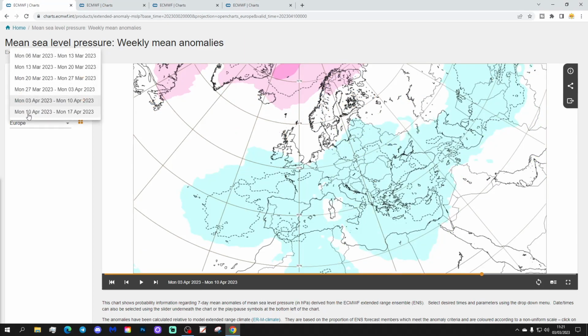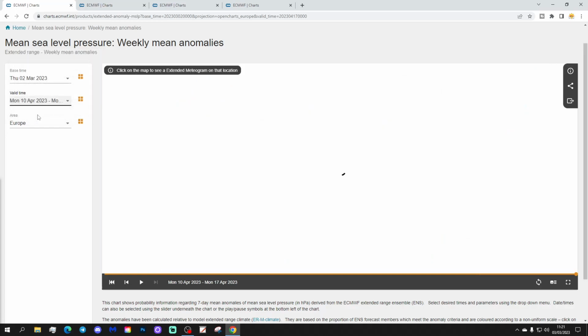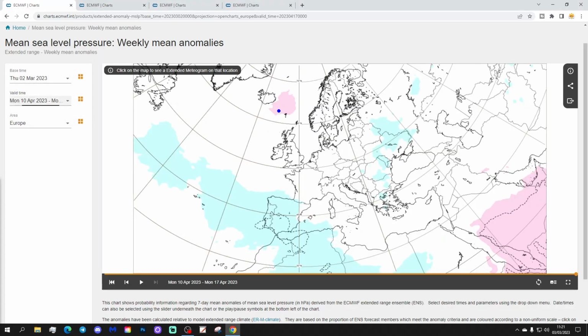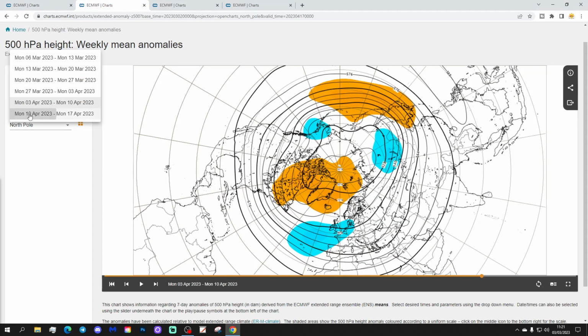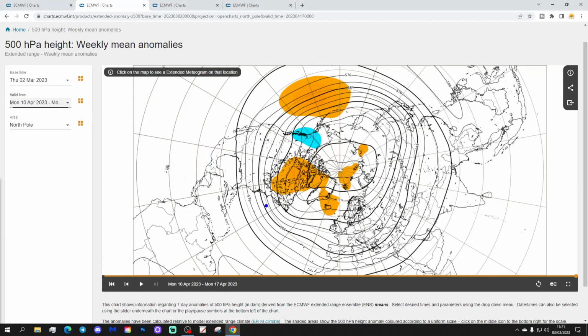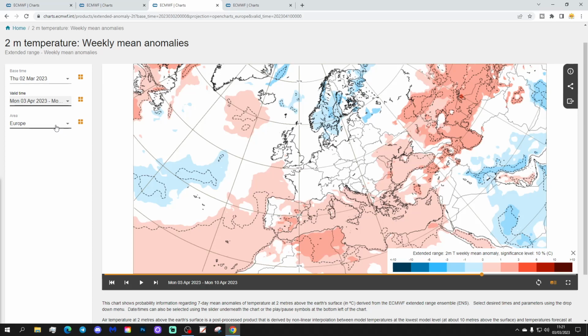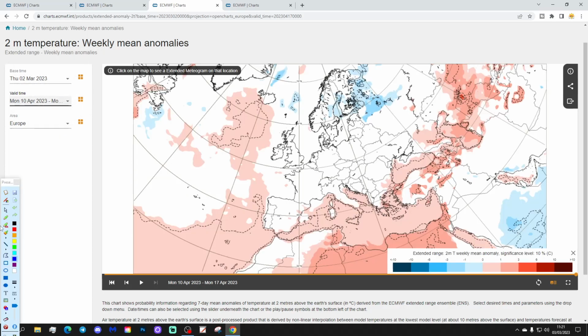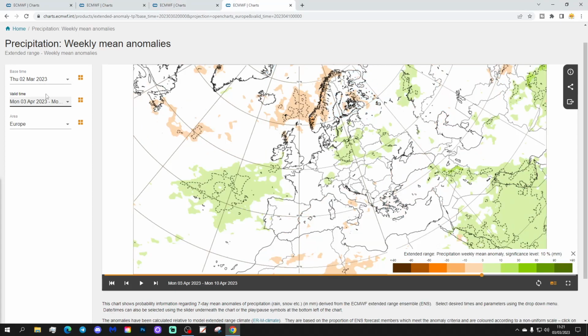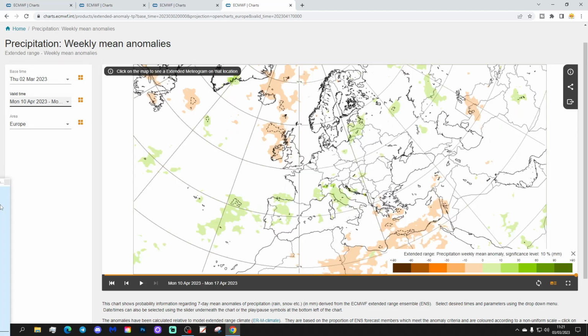And lastly, week 6 will be the 10th to the 17th of April. Again, the hints are there, aren't they? Some high pressure close to Iceland, some low pressure around Spain. The 500 millibar heights look like that, and again we've got some above average heights around Iceland, a little bit reduced, but it is 6 weeks away. Temperature anomalies, again, not much of a signal, with cold hinted at over Scandi. And lastly, the precipitation anomaly is drier than average to our north and a bit on the wet side down to our south.